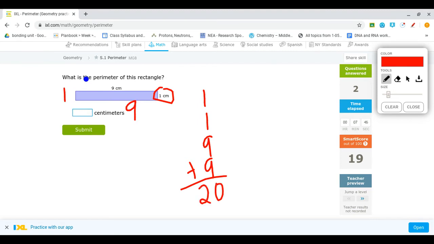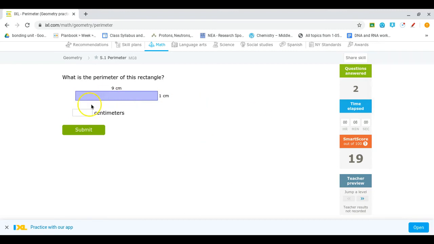And again, the units are centimeters, which we could abbreviate as cm. However, when you enter your answer, they already labeled centimeters, so they're just looking for the number. So this one here was 20.